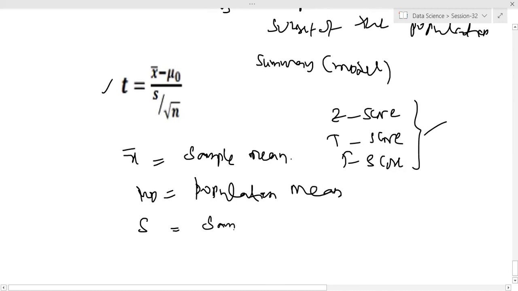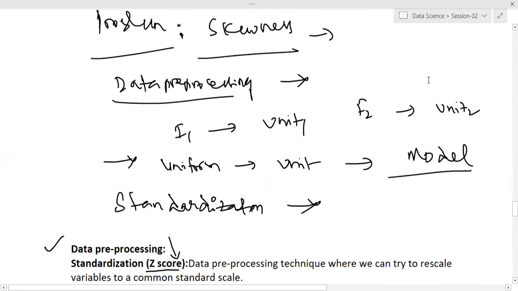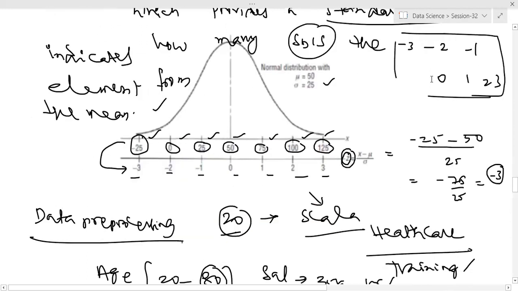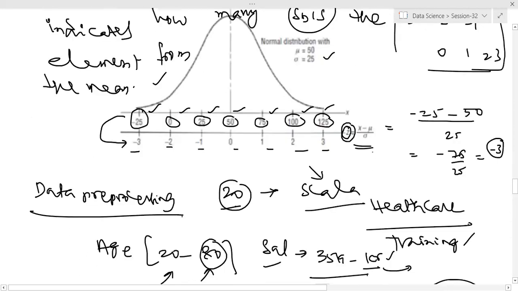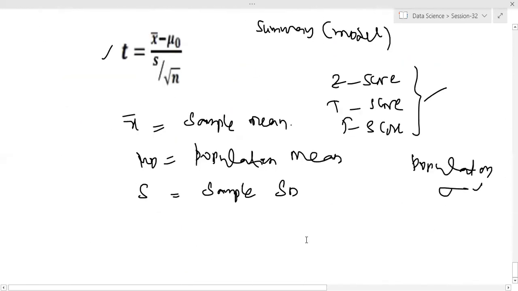So, sample standard deviation. What do you mean by population standard deviation, friends? It is always referred to by sigma. If you see the formula of the Z score, it is X minus mu by sigma. That means we have the individual value, the mean value, and the standard deviation. Whereas in computing the t-score, as we do not have the standard deviation of the population, you can go with the t-score.